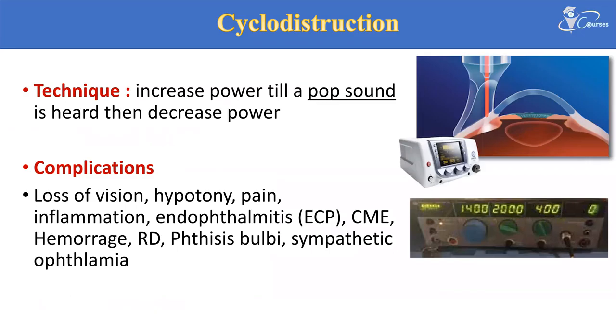The technique is also another very important thing that is asked in the exams. You can find the power, duration and number of pulses. So you are increasing the power. How would you do the cyclodiode or cyclophotocoagulation? By increasing the power until you hear a pop sound. Is this the optimum power when you hear the pop sound? No. After you hear the pop sound, you should decrease the power just below when you hear the pop sound.